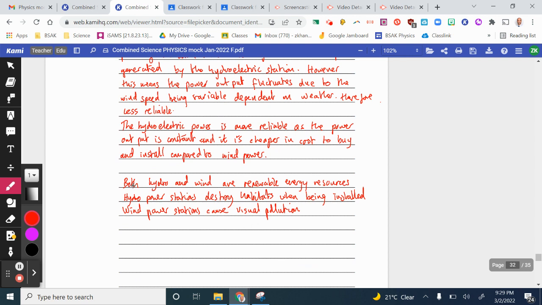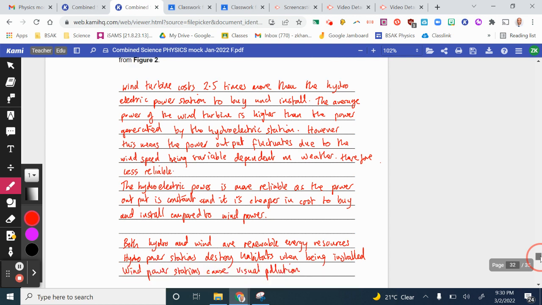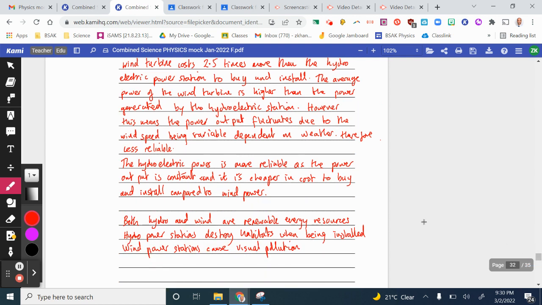We can also say that both hydro and wind are renewable energy resources. And we can also say that hydropower stations destroy habitats when installed. So that's a disadvantage. The advantage was that they are both renewable sources. And we know that wind power stations also cause visual pollution because they stick out like a sore thumb. So all of these points carry marks.